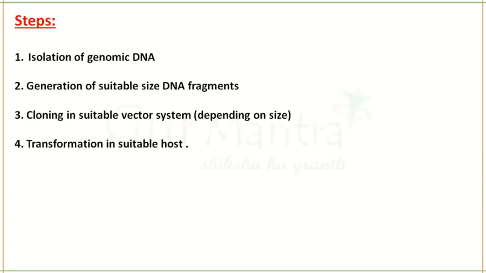So what are the steps in genomic DNA library construction? First is isolation of genomic DNA. Second is generation of suitable size of DNA fragments, that is cutting of genomic DNA into small pieces. Third, cloning it in the suitable vector system, which means in a vector you're going to put these DNA fragments which are our gene of interest. Then you're going to get the recombinant plasmid. This recombinant plasmid you're going to transform into a suitable host. So these are the steps in the genomic DNA library.